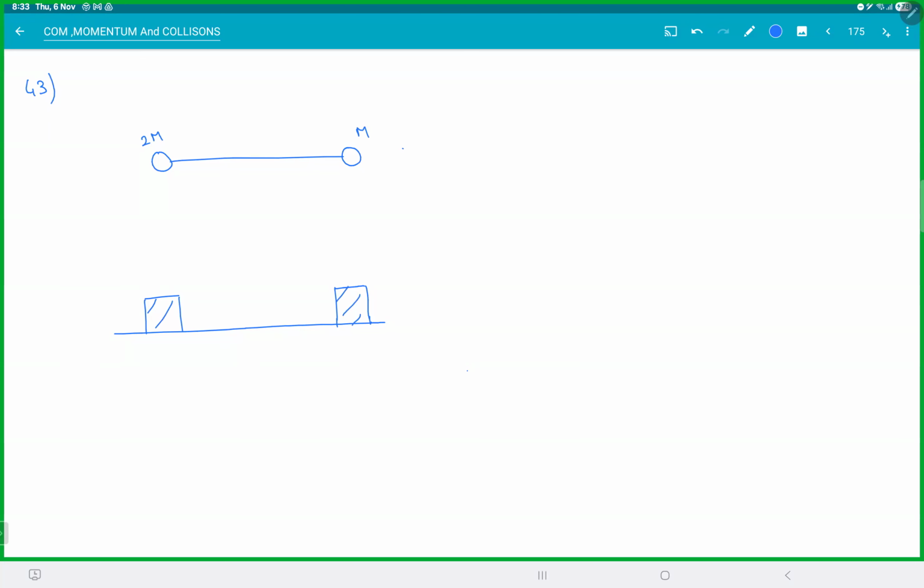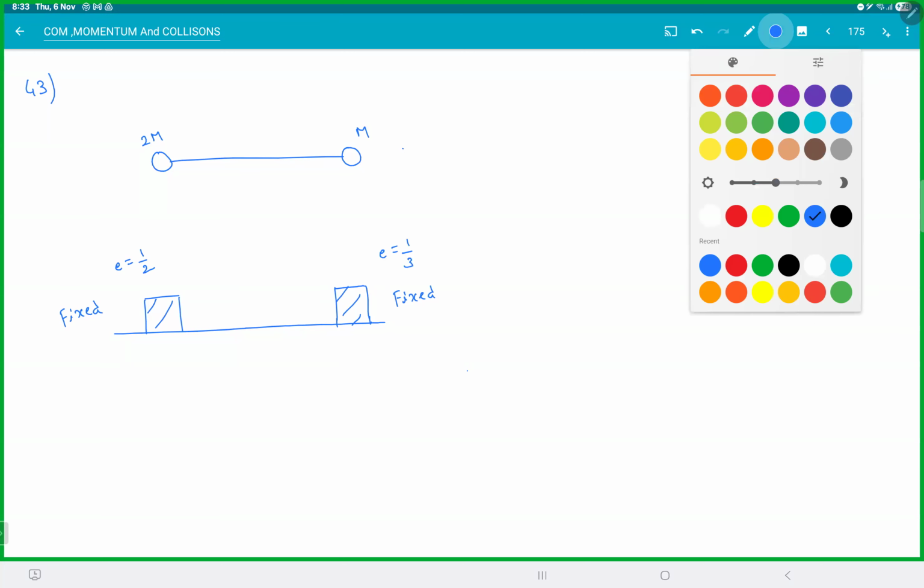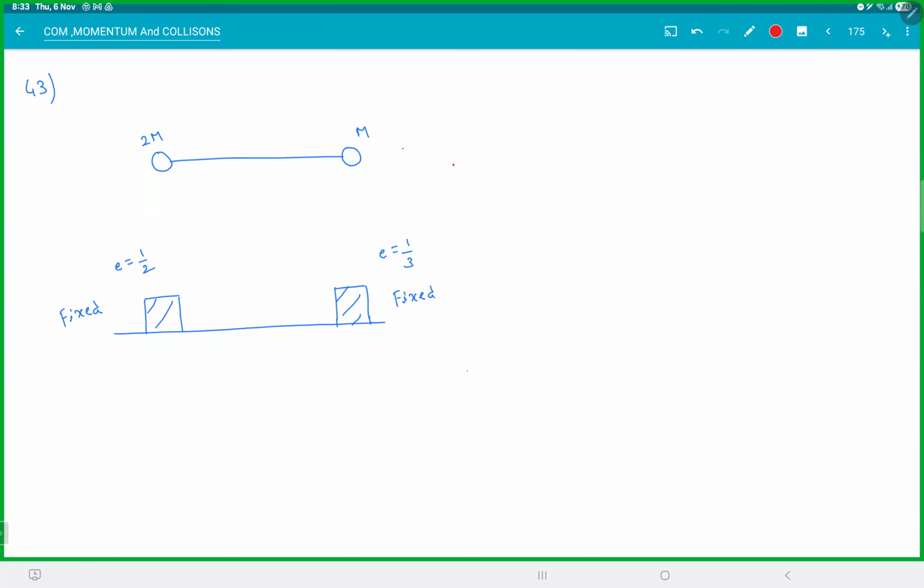Right, and these are like two fixed blocks. And let's say this e is equal to half and this e is equal to 1/3. So both of them don't have the same restitution. And you're releasing them from a height h. Initially the rod is horizontal. Length L, massless rod.